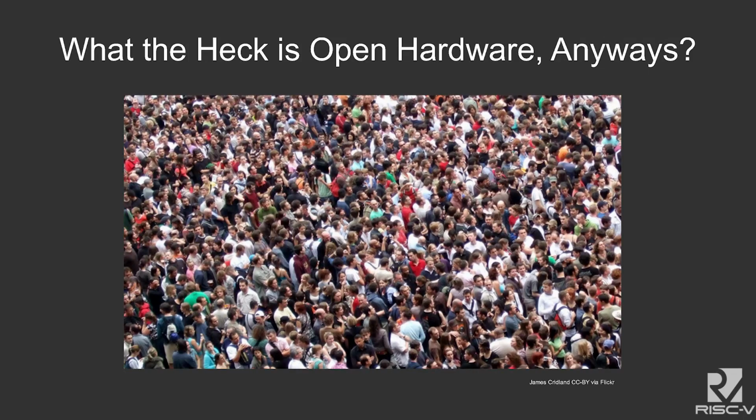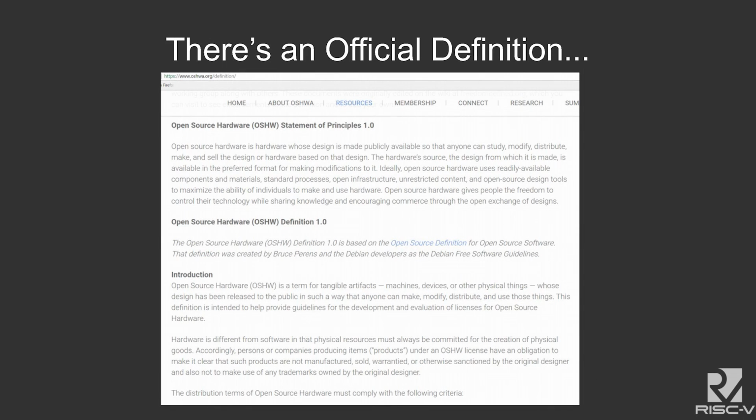But if you were to ask as many people what open hardware is, you're going to get as many answers today. There's a lot of contention among the community itself over what open hardware is. And several years ago, there was this big mailing list of people who got together and said we should probably define what this is and come up with a logo and try to protect it, a big working group kind of thing. And they finally came up with this statement of principles and a definition.